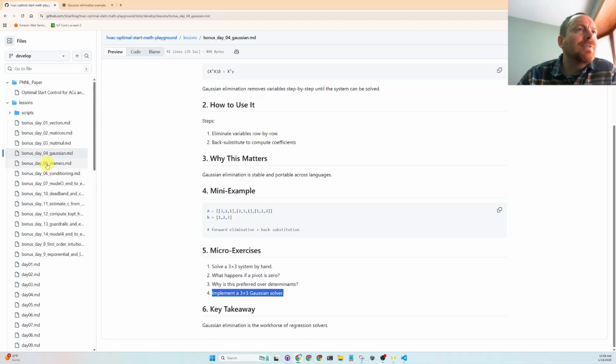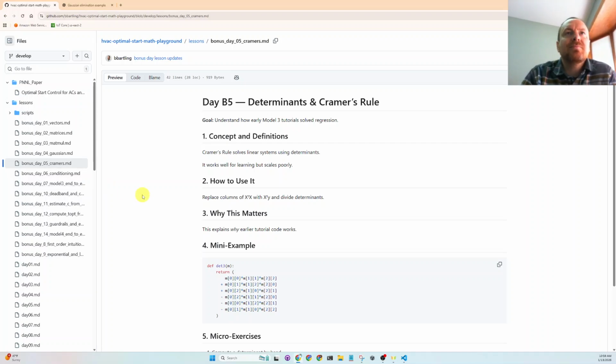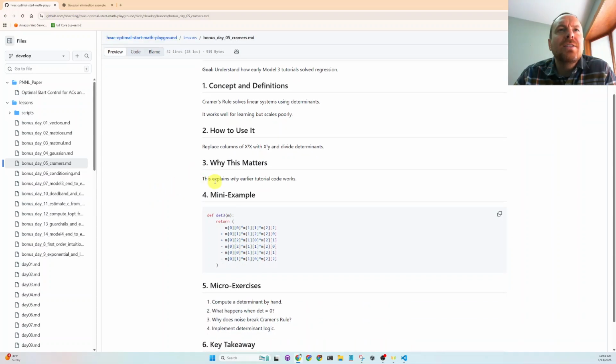All right, so maybe we can even cheat a little bit and then look a little bit at Day 5: determinants and Cramer's rule. Understand how early Model 3 tutorials solve regressions. Cramer's rule solves linear systems using determinants. It works well, but we're learning what scales poorly. Replace columns: X transpose X with X transpose Y and divide determinants. This explains why earlier code tutorials work.